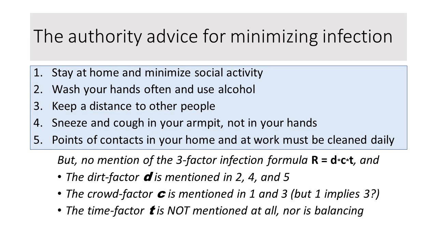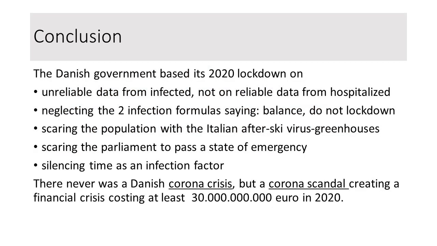But there is no mention of the three-factor infection formula, R is D times C times T. And the dirt factor D is mentioned in 2, 4, and 5. And the crowd factor C is mentioned in 1 and 3. But does not 1 imply 3? And the time factor T is not mentioned at all. Nor is balancing.